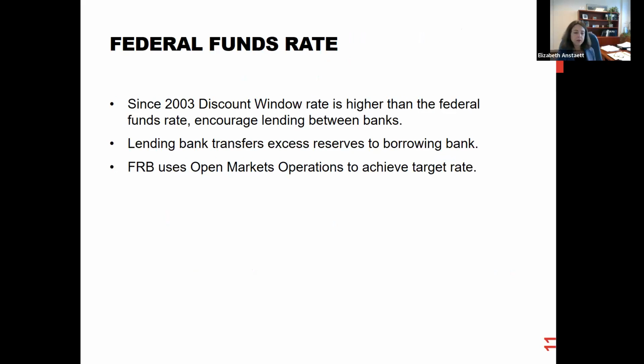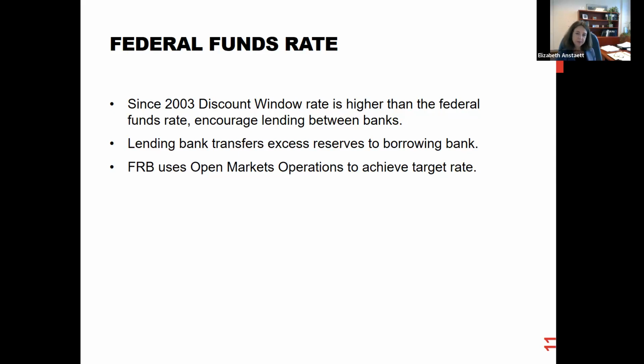As I think you might have read in your reading, it used to be that most banks were borrowing from the Fed, but since 2003, the Fed has encouraged the banks to lend amongst themselves. And basically, this is oftentimes just overnight lending. If a bank finds at the end of the day that they have more money than they feel they need, they will lend to a bank that is a little bit short on funds.